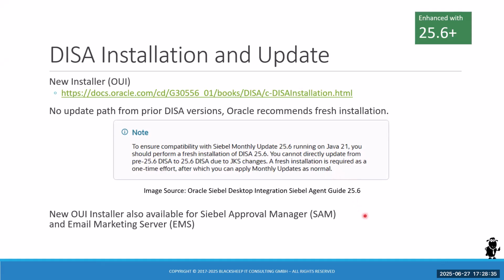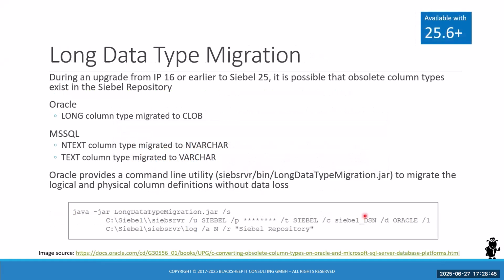So I tested that. I have the agent 25.6 installed with the Oracle installer, and it lays it down perfectly fine. That's my experience. Another thing that you come across when you read the documentation on 25.6 is in the upgrade guide, there's a mention of a utility, which is definitely interesting for projects who are on IP16 or earlier and more or less desperately need to upgrade to Siebel 25 because of various reasons.